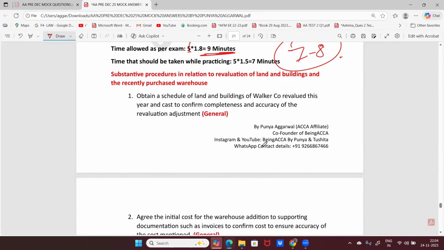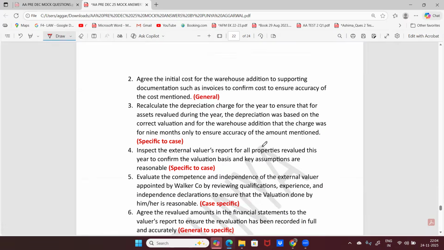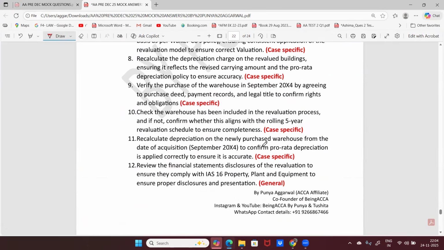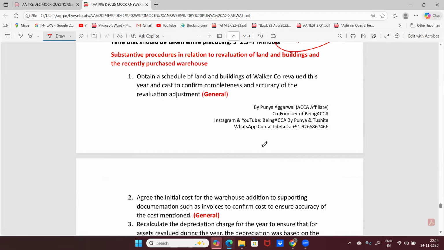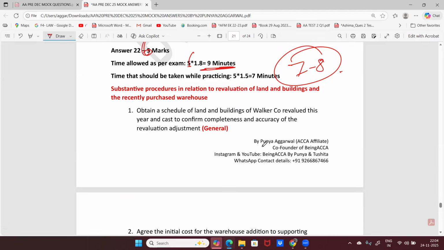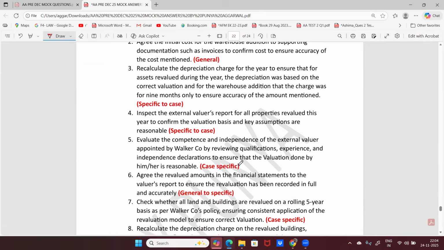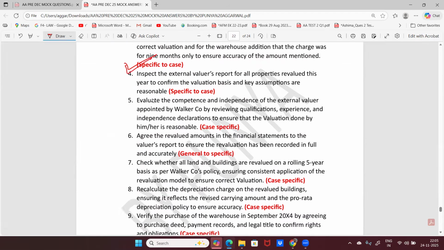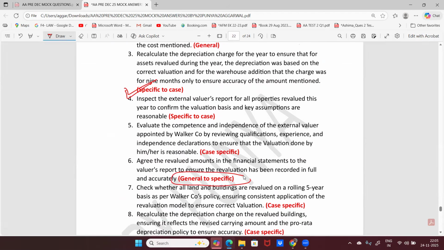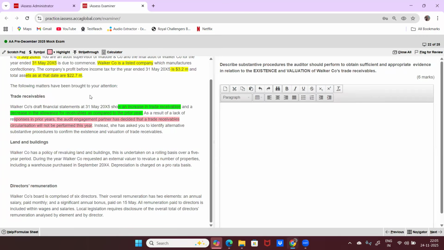Now let's understand each and every one in detail. I have written 12 for you people. You have to write 6. So I've given you multiple options that you can choose from. I have also given general ones. I have given case specific ones. I have also made general to specific ones so that I show you a variety of substantive procedures that can be made from such a small paragraph.